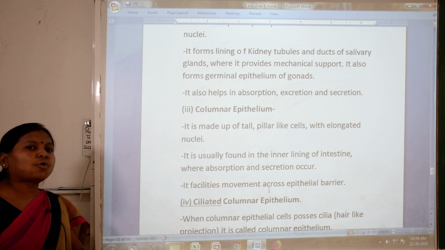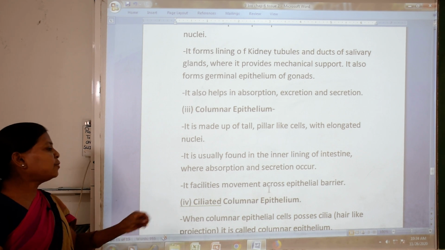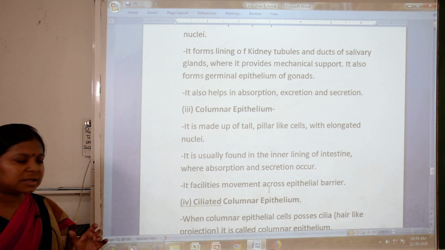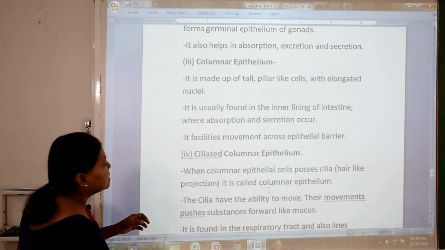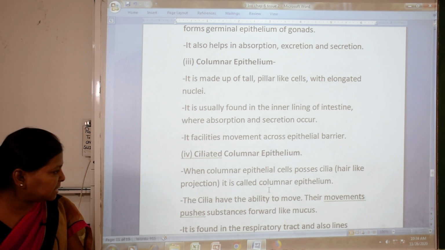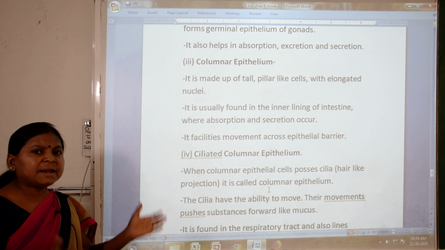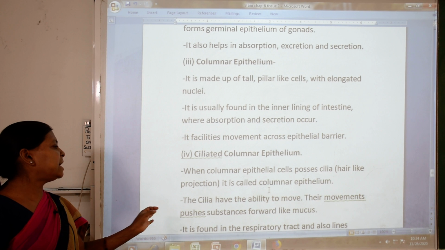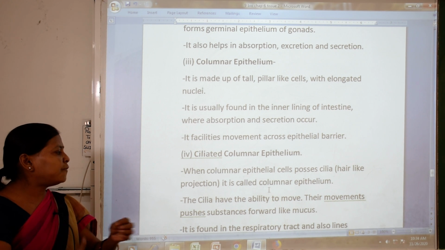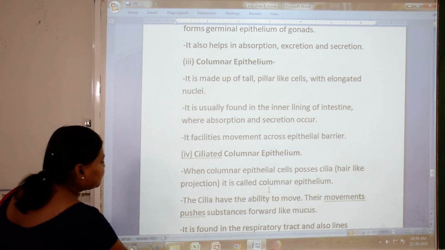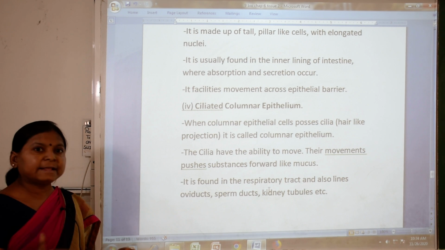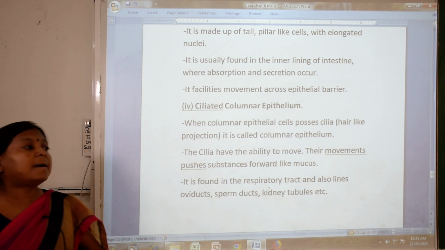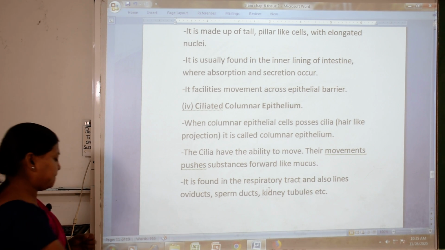Next one is ciliated columnar epithelium. When columnar epithelium cells possess cilia, hair-like projections, it is called ciliated columnar epithelium. What is the main function of cilia? The cilia have the ability to move. Their movement pushes substances forward, like mucus. Where is it found mostly? It is found in our respiratory tract and also lines the oviducts, sperm ducts, kidney tubules, etc.